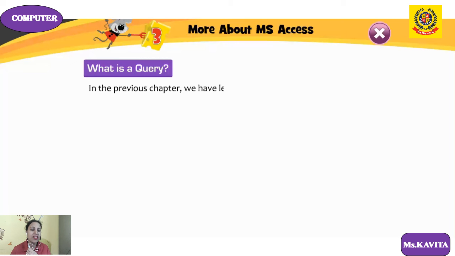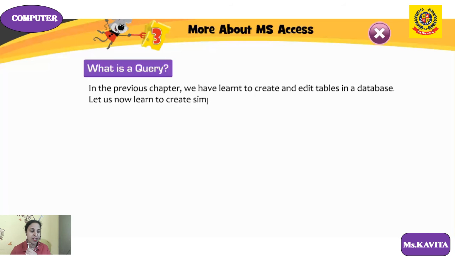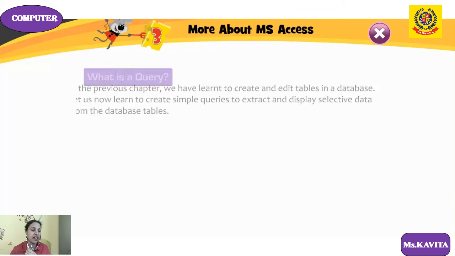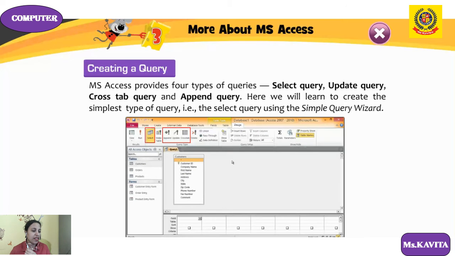In the previous chapter, chapter 2, we learned to create and edit tables in a database. Now let us learn how to create simple queries to extract and display data from the related tables. MS Access, creating a query. MS Access provides 4 types of queries: select query, update query, cross-tab query, and append query. Here we will learn to create the simplest type of query, the select query, using the simple query wizard.